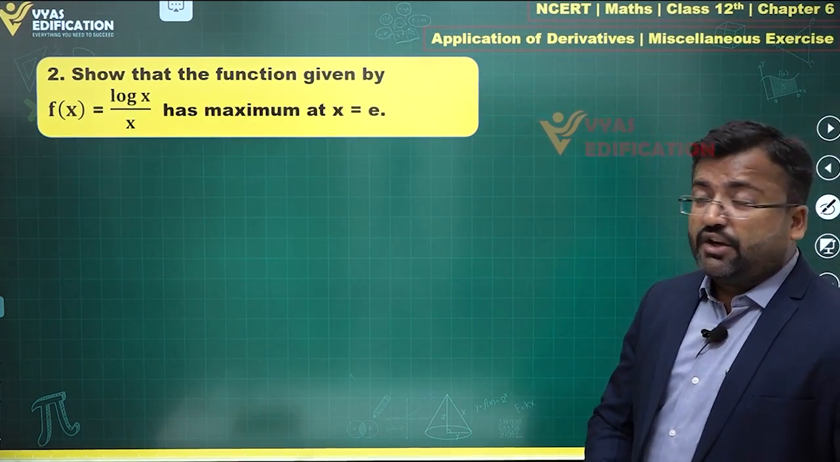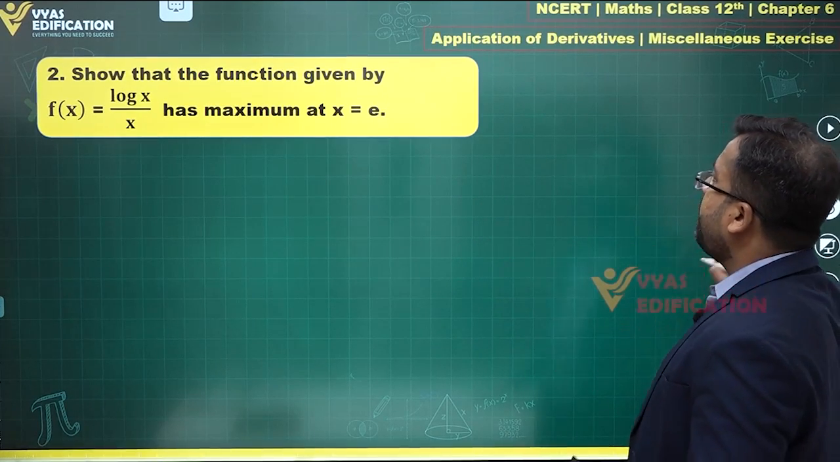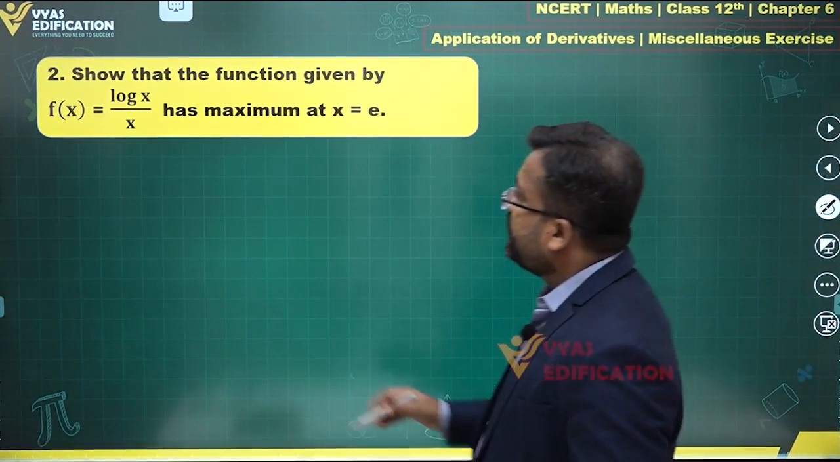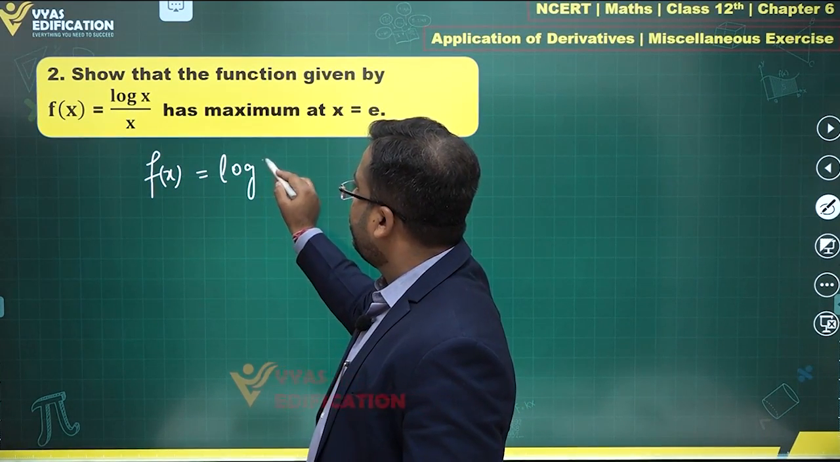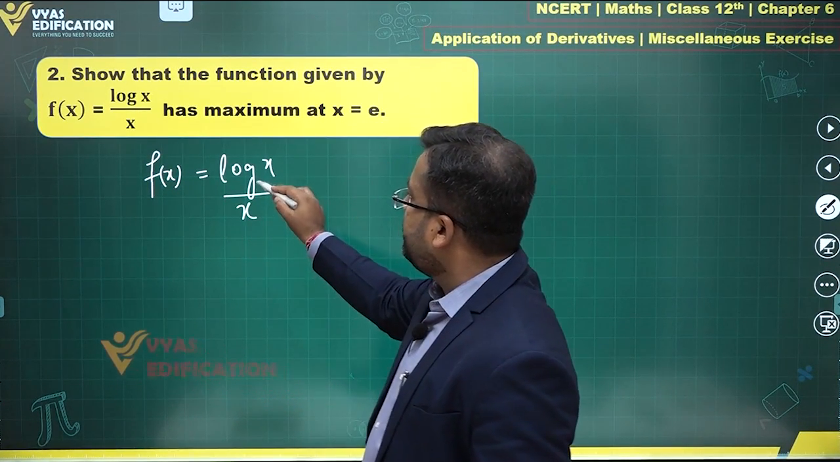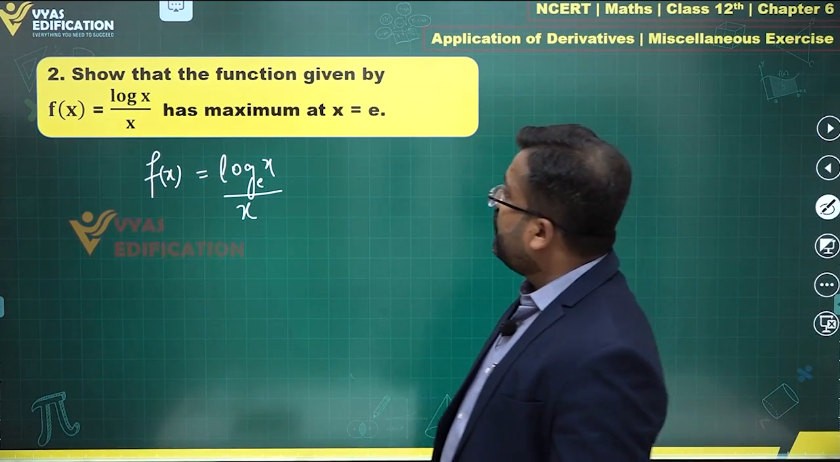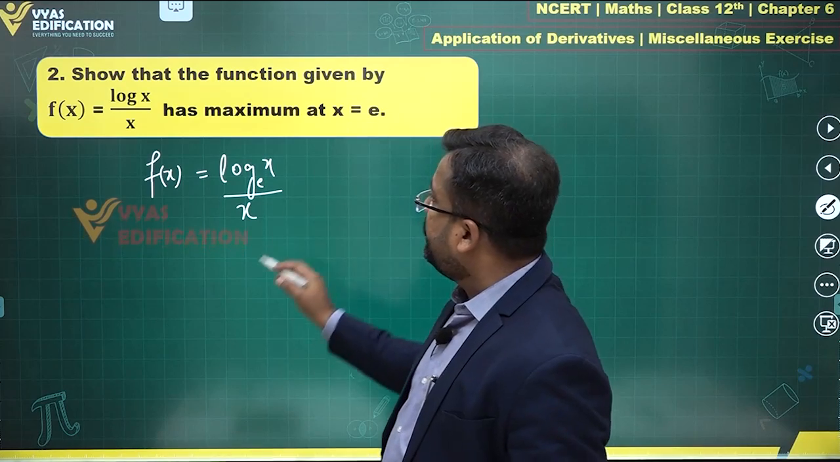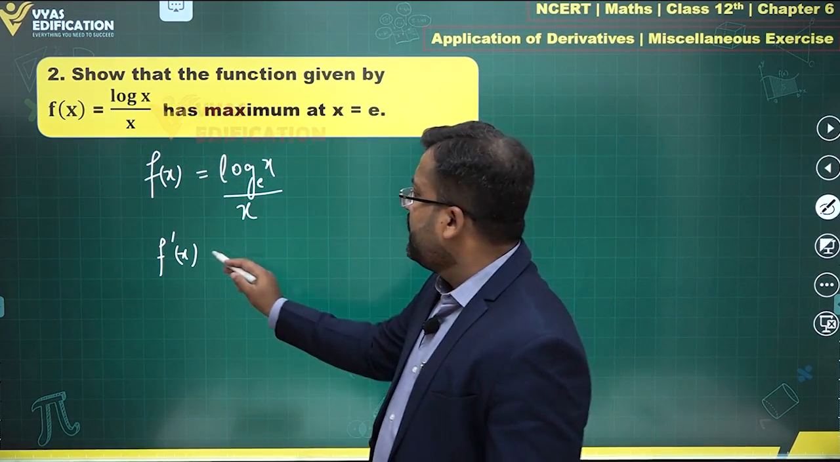Let's talk about the second question that says, show that a function given by f(x) equal to log x upon x has maximum at x equal to e. Okay. If you have this function f(x) is equal to log x upon x, obviously the base is the natural base, right? This is what you have. And if you want to find the maximum at x equal to e, we'll have to use the derivative, the concepts of the derivative, right? Where does that take us?